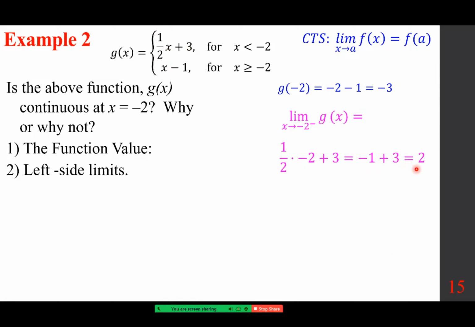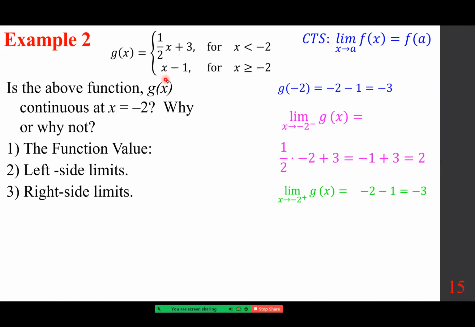Let's look at the right side. The right-sided limit is asking for the same thing when x approaches -2 from the right. Now, -2 from the right, x is larger than or equal to -2, puts us in this branch. See, previously we have looked at graphs. Now we are looking at pieces of a function given. So in this case, we are going to replace the x with number -2. And when we plug in -2, minus 1, we get -3.